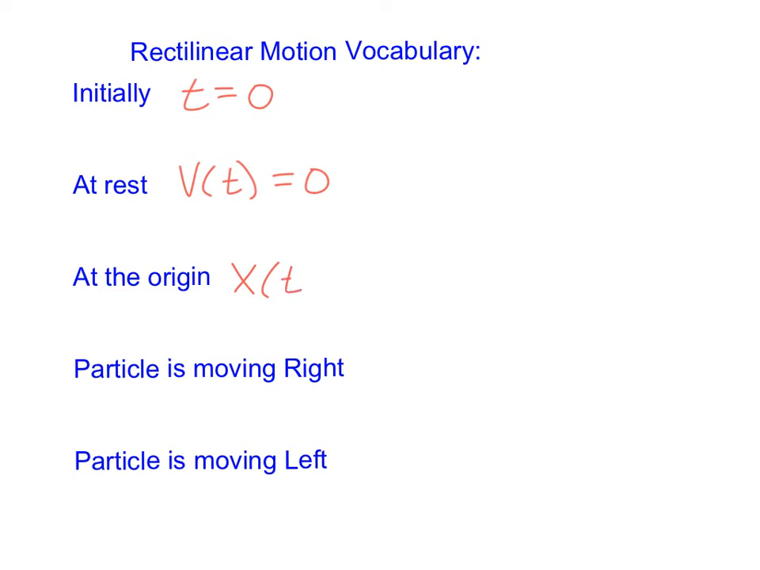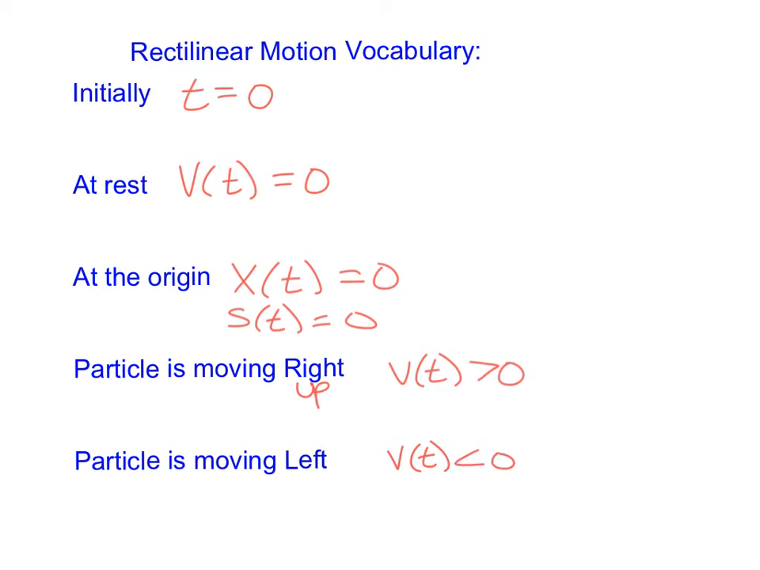At the origin is a position. X of t equals 0, or whatever they name it. Sometimes they name it S of t. It goes back and forth. The particle is moving right. So moving, that's velocity. To the right means it's greater than 0. Sometimes it's up also. So the particle is moving up, the velocity is greater than 0. And then moving left, that means the velocity is less than 0. And that's also down.